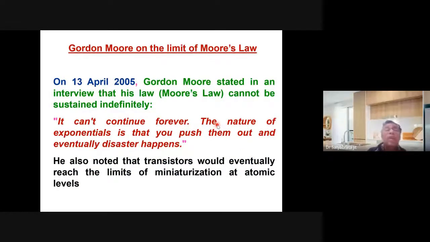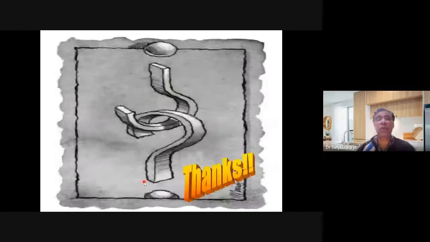Now I will conclude with this one. On 13 April 2005, Gordon Moore was asked how long his law, Moore's law, can be valid. He mentioned that it can't continue forever. The nature of exponential is that you push them out and eventually disaster happens. He predicted that once the transistor size reaches the atomic level, some alternate method has to be found, and his law may not be valid.